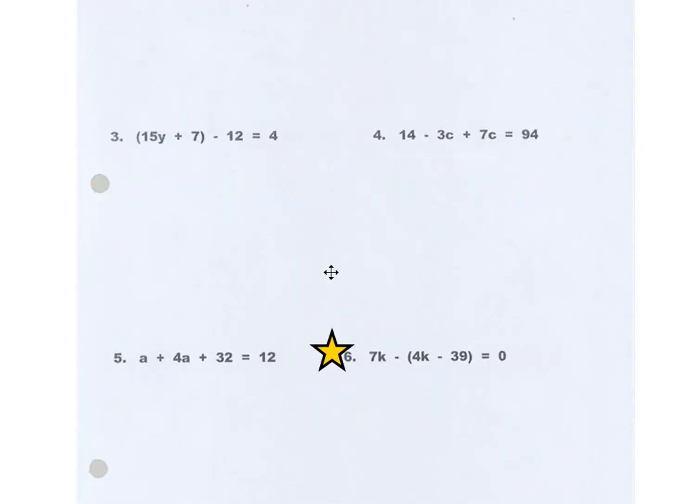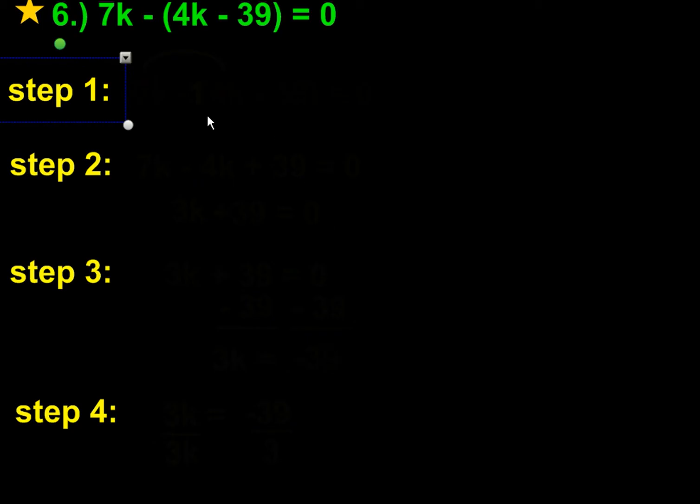Okay, let's take a look at problem number 6. For number 6, we have 7k minus parentheses 4k minus 39 close parentheses equals 0. So we need to think about how this problem is set up, and the fact that there's a negative in front of the parentheses. As we copy it down, we can think about it as there being a 1 that's set up inside here. And that negative 1 is going to be applied to everything inside the parentheses.